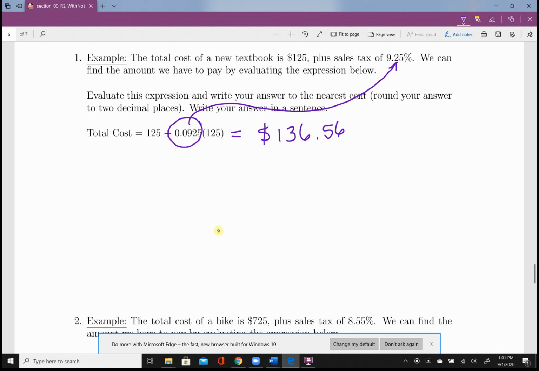So the amount we pay is $136.56. Cool. I can leave it at that.